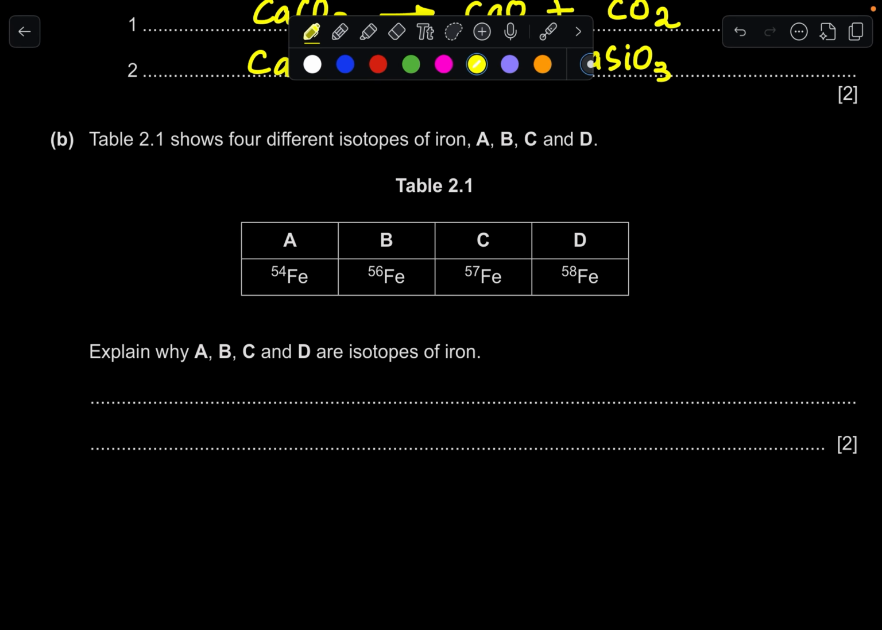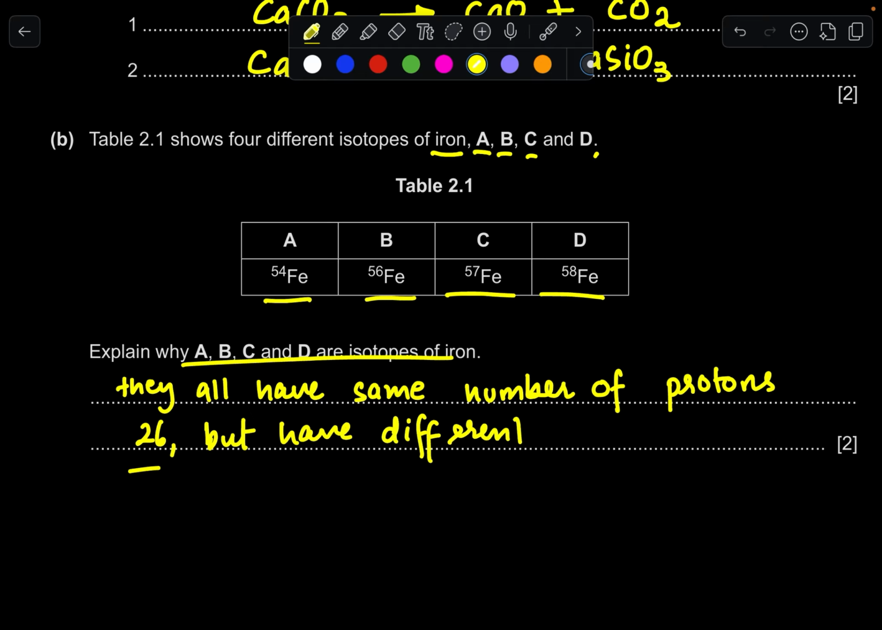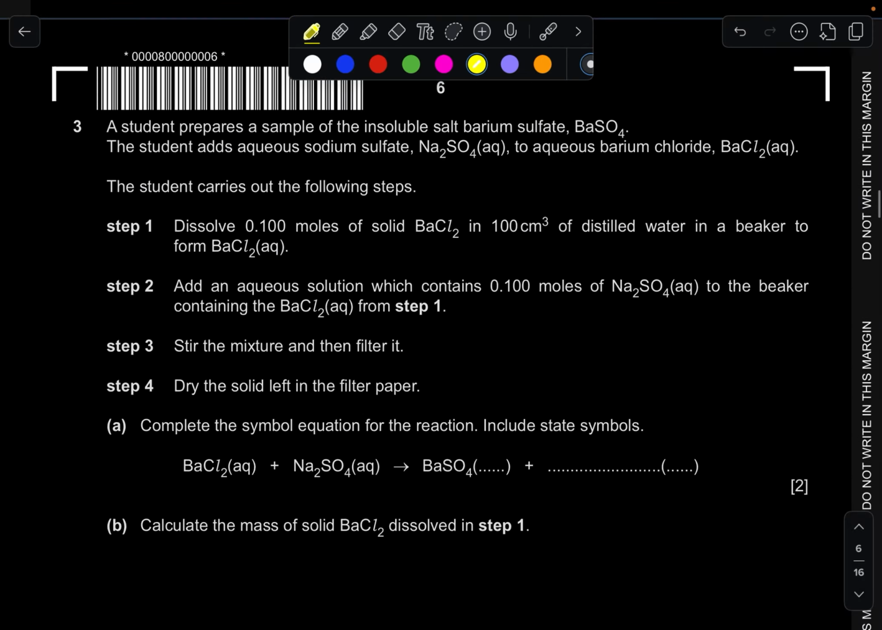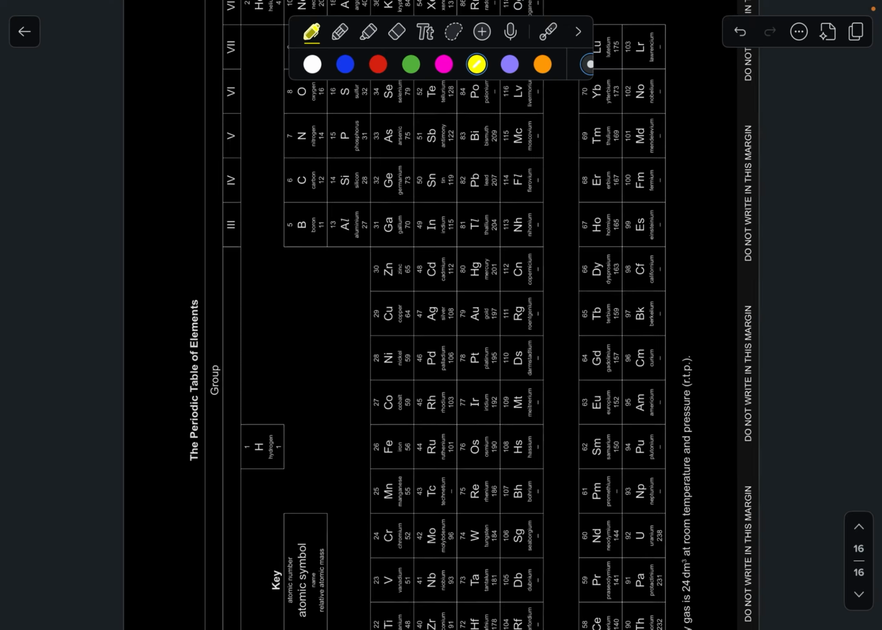Table 2.1 shows 4 different isotopes of iron, A, B, C, and D. Explain why A, B, C, D are isotopes of iron. Because they have the same number of protons but different numbers of neutrons. You're going to tell them they all have the same number of protons, which in the case of iron is 26. You can check from the periodic table, which is 26, but they have different neutron numbers, right? So that's the difference in isotopes. We're going to check the proton number for iron, is it 26? Where's iron? Yeah, it's 26.